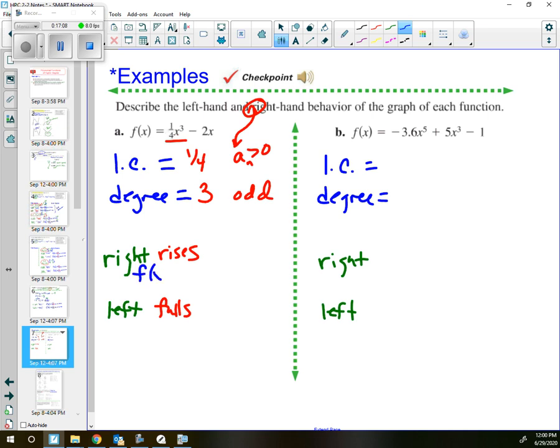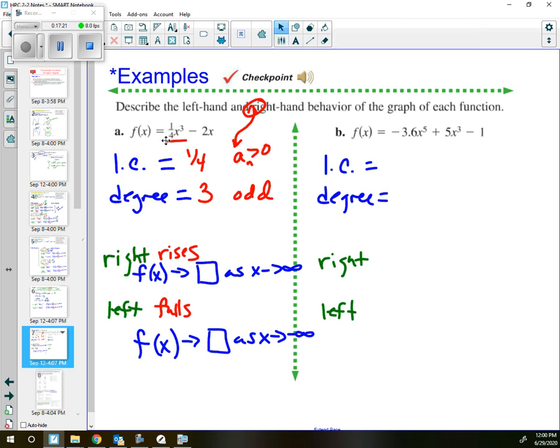All right, so we have to describe those in our two sentences. So for the right hand, f of x approaches blank as x approaches infinity. See if you can fill in that blank if you haven't already. f of x approaches blank as x approaches negative infinity. The right-hand side, we said it was rising, right? Anytime you say the word rises, the value of the function is increasing. That means it goes to infinity. For falls, for the left-hand side, that means it's going to negative infinity. So this is just a typical situation. Leading coefficient is positive, so it's not reflected, and the degree was odd, so it's going in opposite directions at the end.